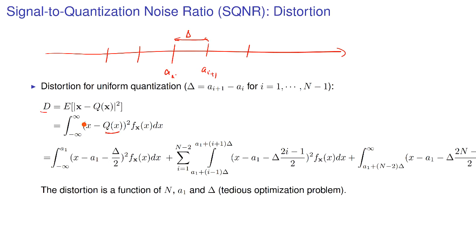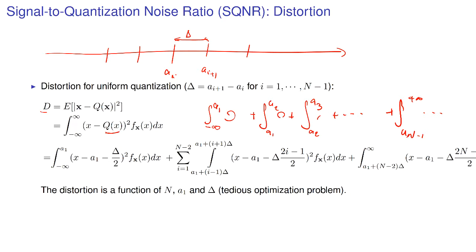Because the quantized values in different intervals on this curve are different values, I break this integral. Instead of from minus infinity to infinity, I write one integral from minus infinity to a_1, then plus an integral from a_1 to a_2, then plus another integral from a_2 to a_3, and so on. And then I will have a last integral from a_{n-1} to plus infinity. Whatever I put inside is the same.